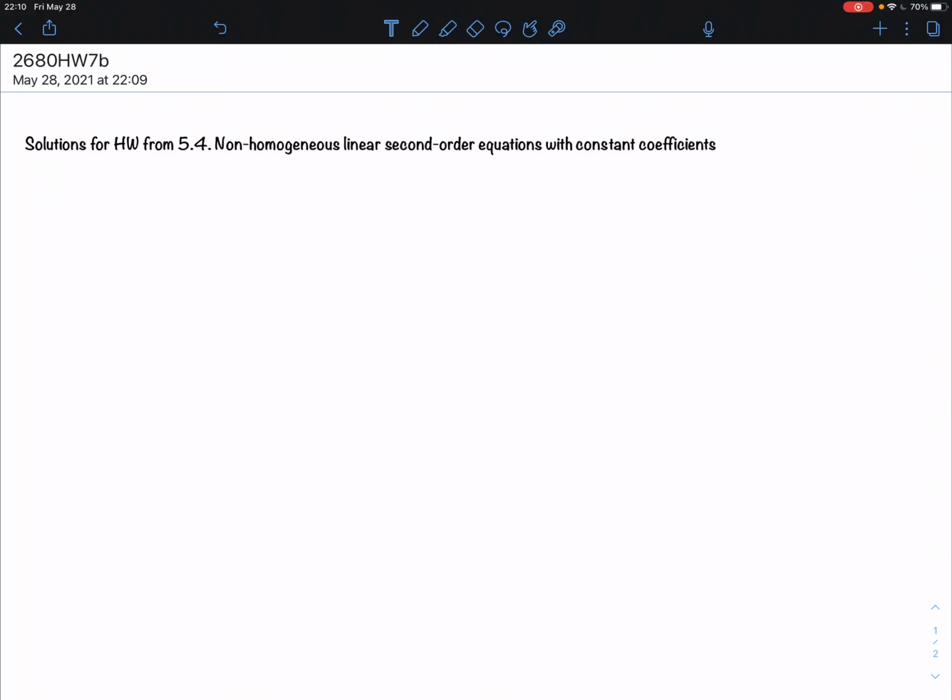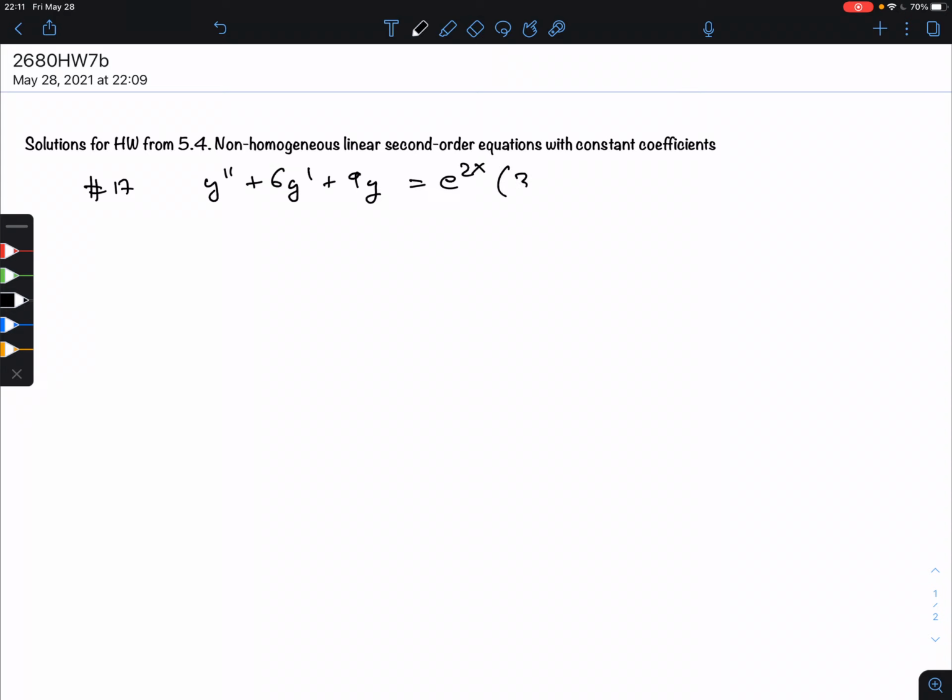Hi everyone. So I want to go over number 17 now with the non-homogeneous case, but we will now also do the homogeneous case. We will do the whole thing, right? So find the general solution for number 17. That means we have to do both the homogeneous and the non-homogeneous. And the equation is y double prime plus 6y prime plus 9y equals e to the 2x times (3 minus 5x).